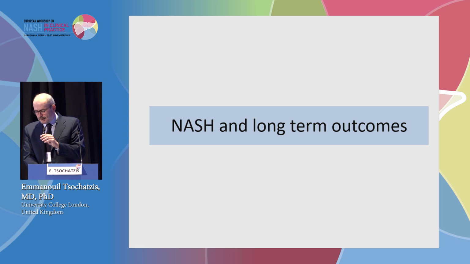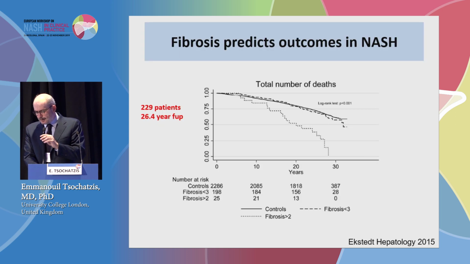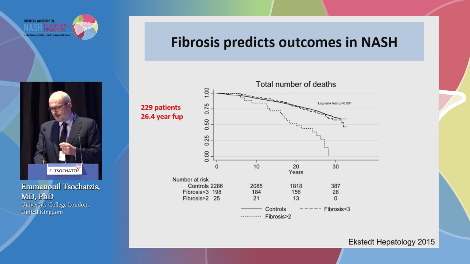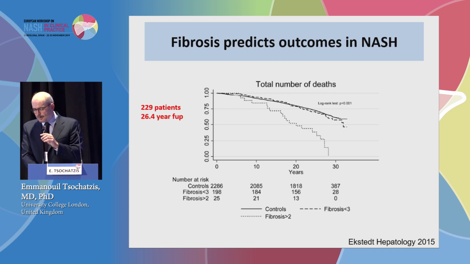If we're looking at long-term outcomes, this study comes from Sweden, and it is indeed the study with the longest follow-up, 229 patients, 26 years of follow-up, all had biopsy at baseline, and you can see that what really makes a difference in terms of liver-related events is the presence of advanced fibrosis.